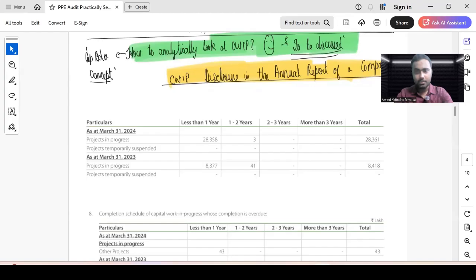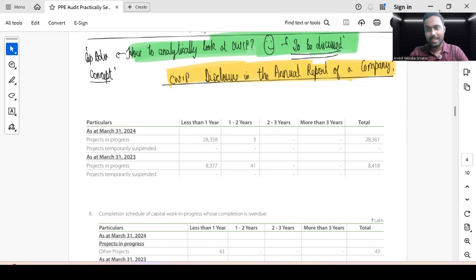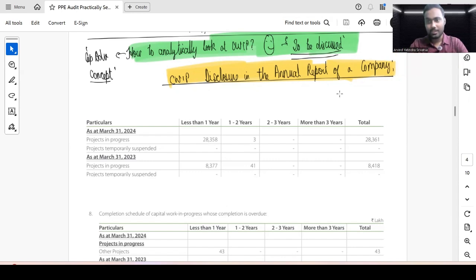Yeah, guys. So we just got done with how we need to look at CWIP analytically, right? So let's look at how the CWIP is disclosed in the annual report of a company. Let's look at an actual disclosure and get an understanding of how this works. What they've basically said is projects in progress for financial year 23-24 are so much, less than 1 year, 1 to 2 years, 2 to 3 years, more than 3 years. And as at March 31st, 2023.